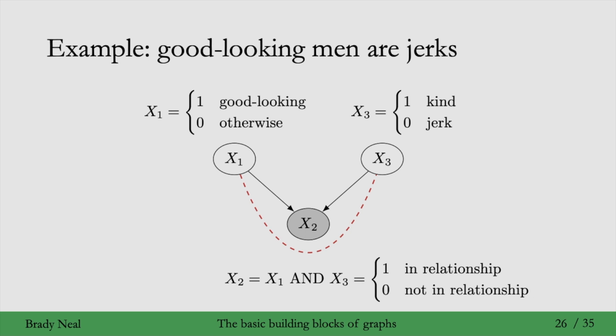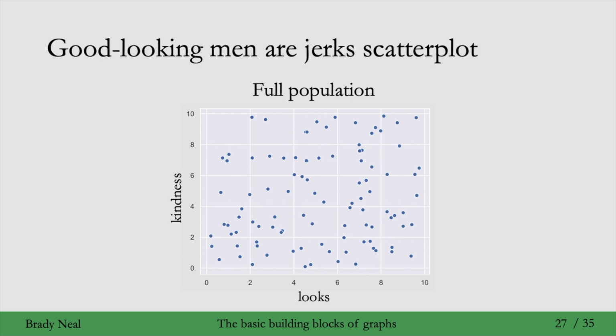In the general population, when we don't condition on x2 at all, then we don't see an association. And I'll give you a graphical picture of that now. Okay, say that looks and kindness are now real values on a scale of 0 to 10 rather than binary values. And say that each point is a person in the general population. So you don't actually see any correlation or any association here. Looks and kindness look pretty independent.